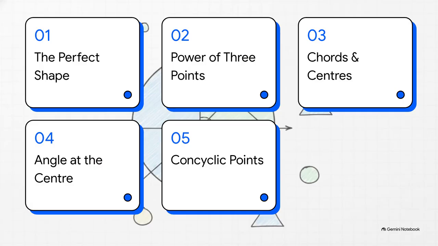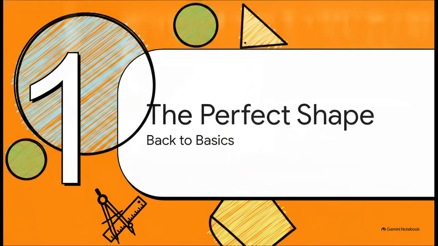Here's our quick roadmap for today. We've got 1. The perfect shape. 2. The power of 3 points. 3. Chords, centers, and distance. 4. The angle at the center. And finally, 5. Concyclic points and quadrilaterals. Let's jump right in. Section 1.